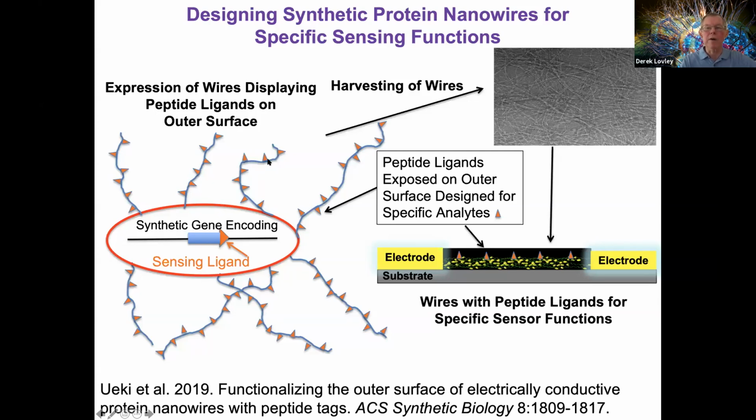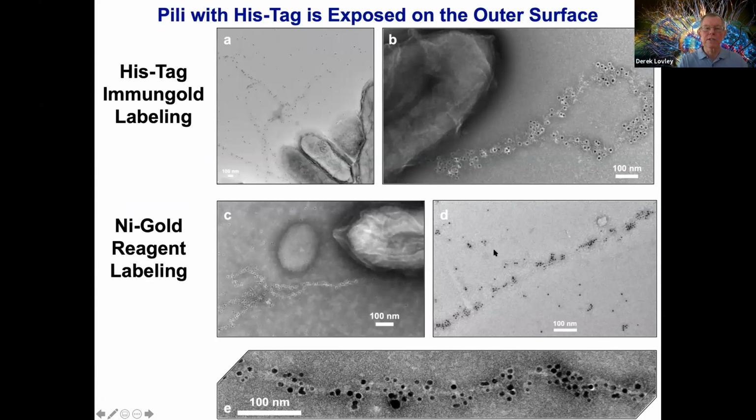So it expresses the wire with those ligands on the outer surface, and that's basically the new sensing ligand for the sensor. Just to show you how we know we did this, we first put on peptides that are easy to analyze. For example, a histag is 6 histidines, and there's antibodies available for that. So we made a gene that had a histag, and this is a strain that is producing some of the wild type and some of the histag pillin, and you can see that all the wires that are emanating from the cell are immunogold labeled for the histag.